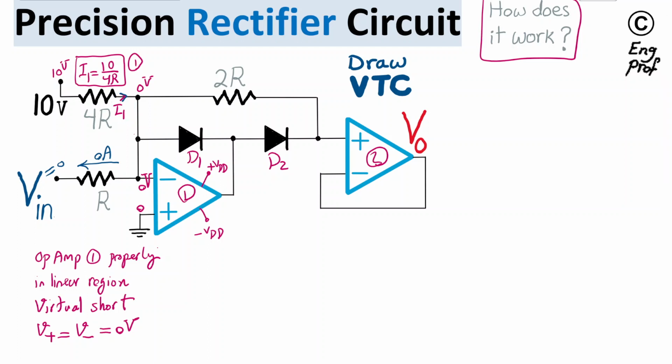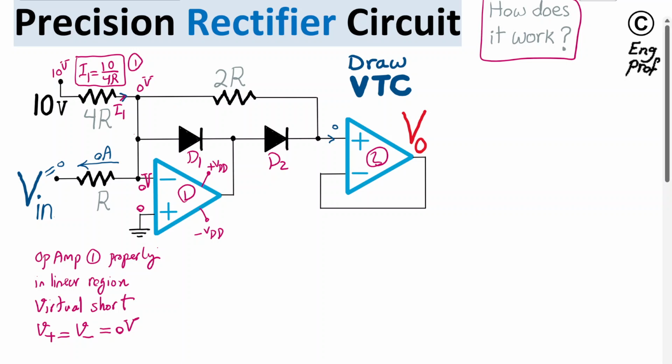It cannot go through, let's check. So this current I cannot go this way, because the input of op amp 2 has practically infinite impedance and no current can flow there. So the current going there has to be zero. Then at the same time, it cannot go this way, because that is not in line with the direction of the diode D2 if it's supposed to be on. So therefore, there is no current flowing this way.